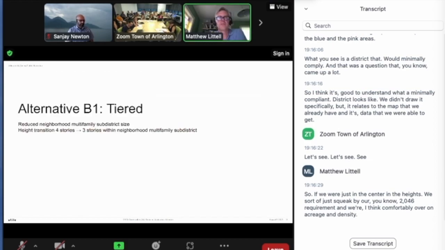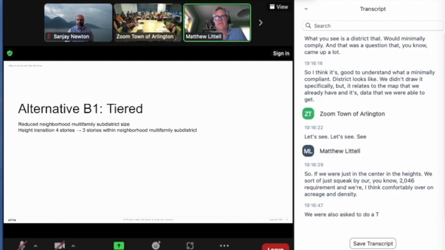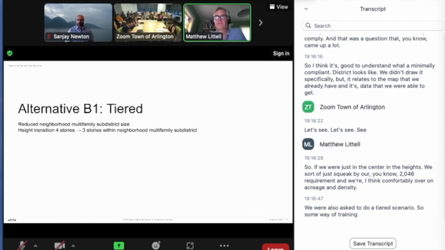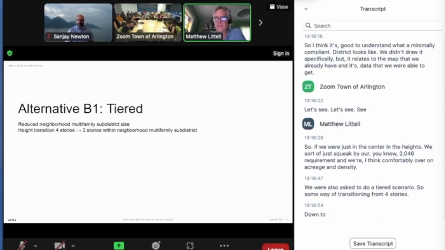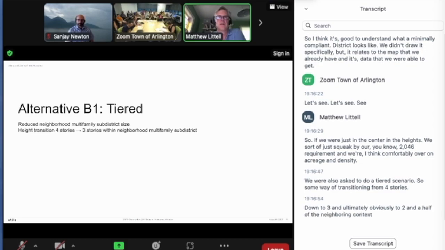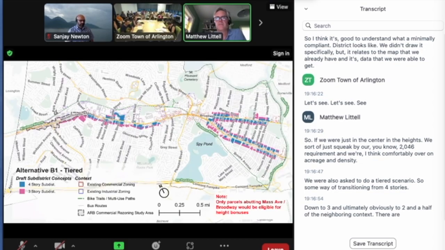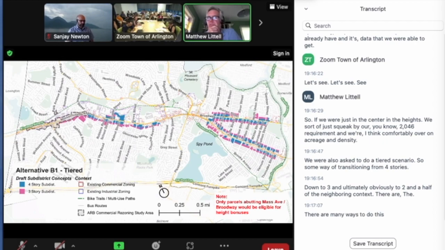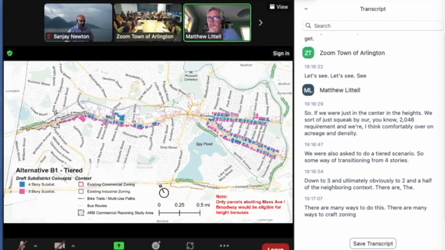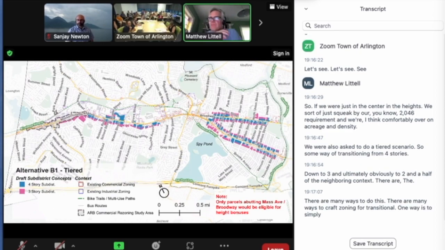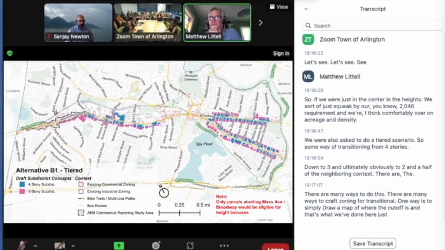We were also asked to do a tiered scenario, some way of transitioning from 4 stories down to 3, and ultimately, obviously, to 2.5 of the neighboring context. There are many ways to do this. There are many ways to craft zoning for transitional. One way is to simply draw a map of where the cutoff is, and that's what we've done here, just so that we have some certainty around it.